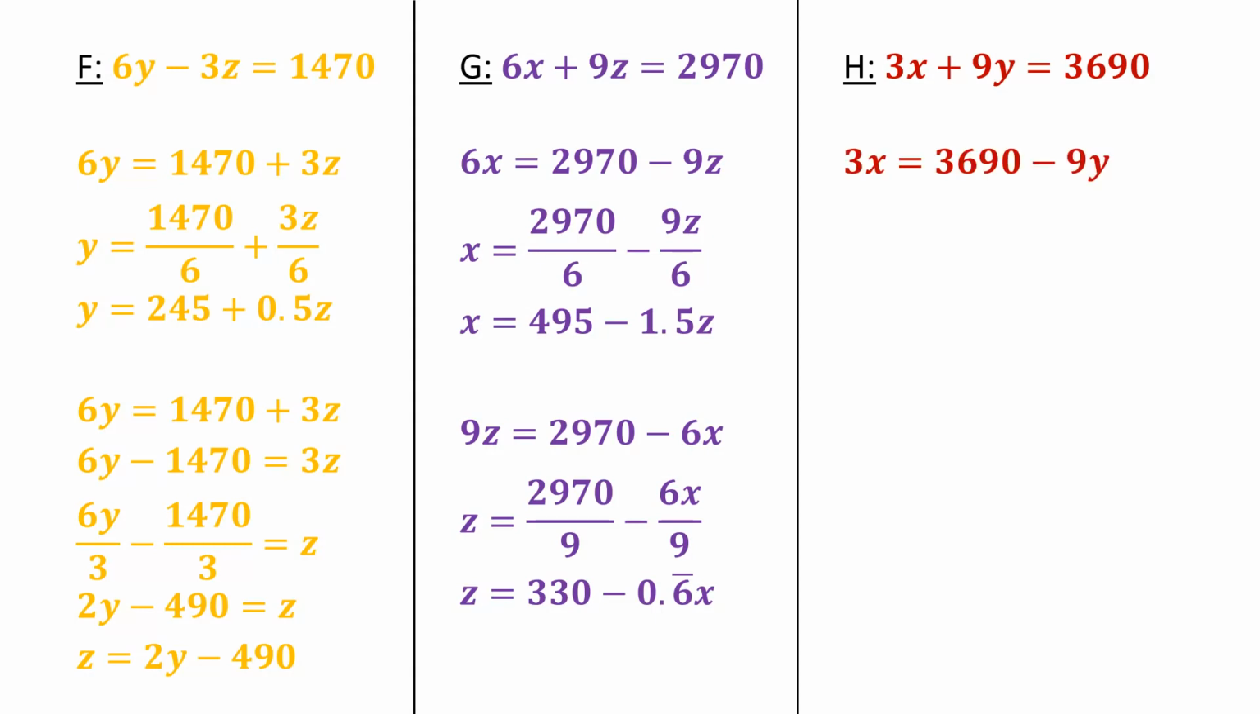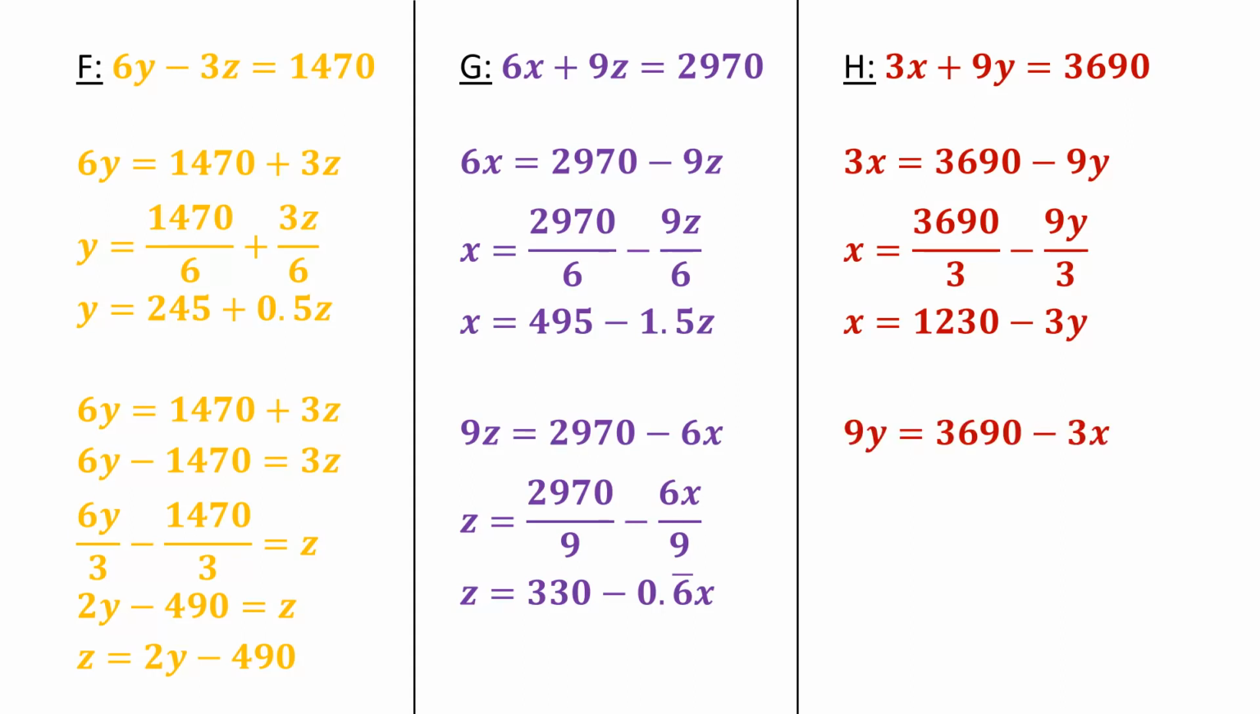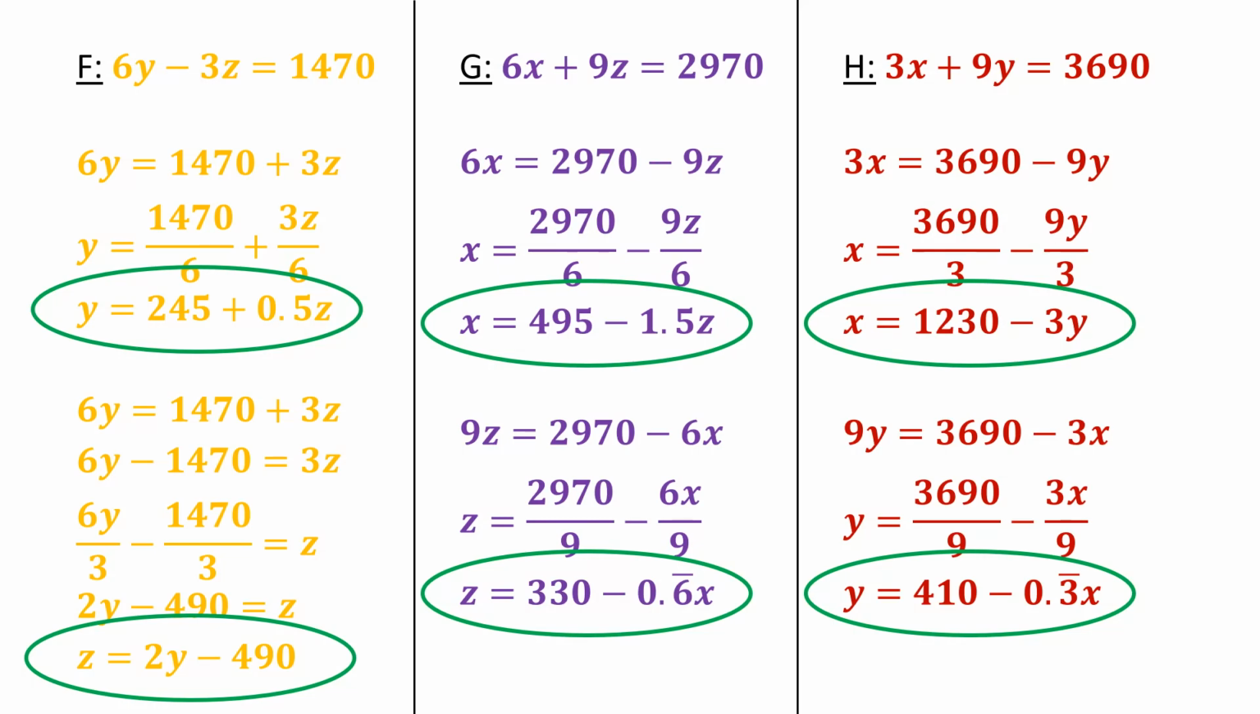Finally, we're going to equation H, and we're going to pop the 9y over to the other side, divide everything by 3 to get x is equal to 1230 minus 3y, and rearrange H to get y, so we're going to pop the 3x on the other side, divide everything by 9, and get y is equal to 410 minus 0.3 recurring times x. Right, here are the 6 equations we're going to work with.